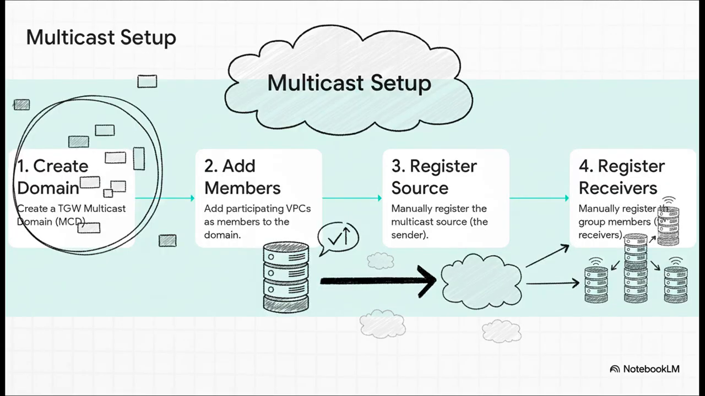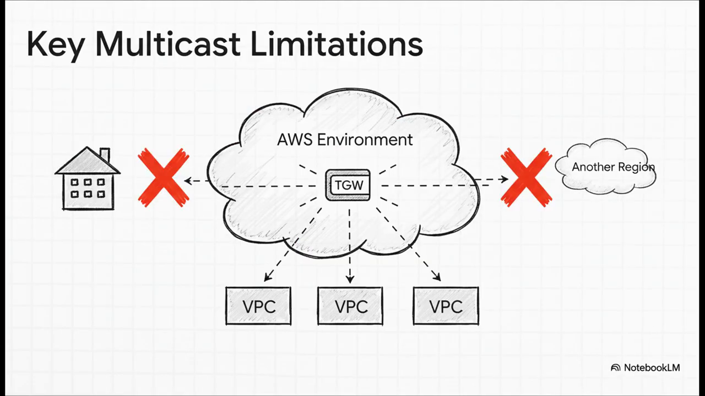Now, the setup might sound a little intimidating, but it really just breaks down into these 4 logical steps. First, you create what's called a multicast domain. Think of it like a container for your multicast traffic. Then, you just add your VPCs to it. And here's the key part. Unlike on-prem networks, you have to explicitly tell the transit gateway who's who. You have to say, hey, this EC2 instance right here is my source, and these other instances over there are my receivers.